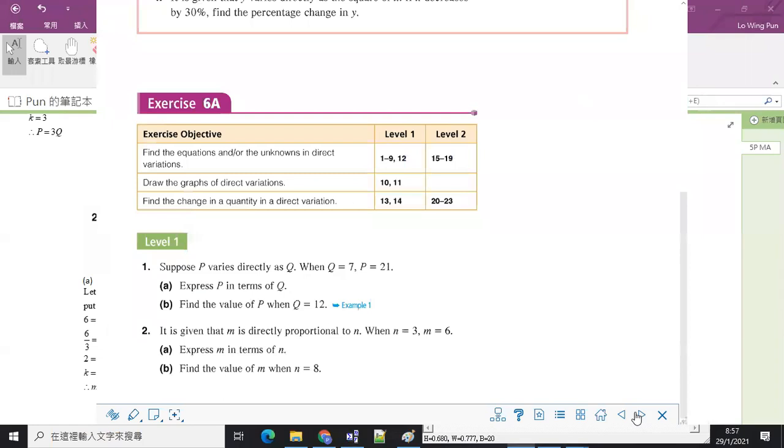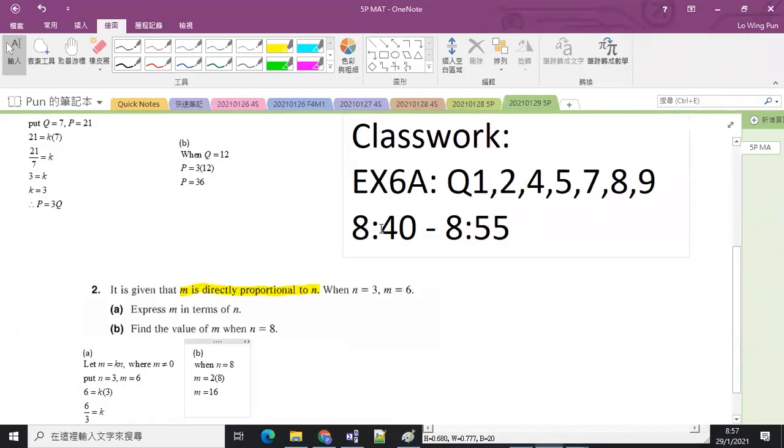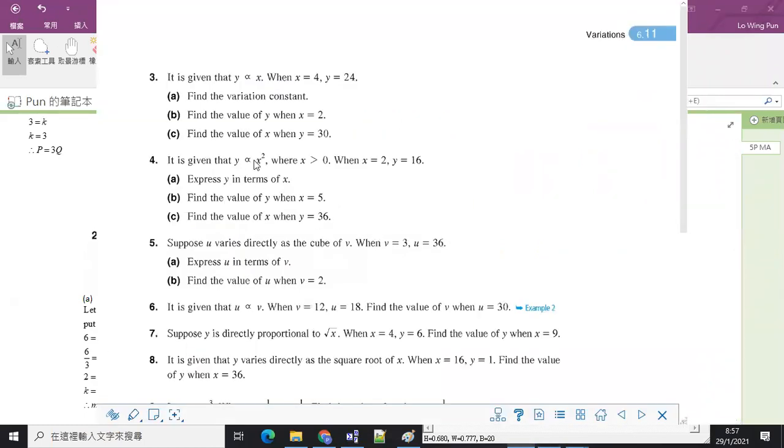And then number 3. Just skip number 3. Number 4.